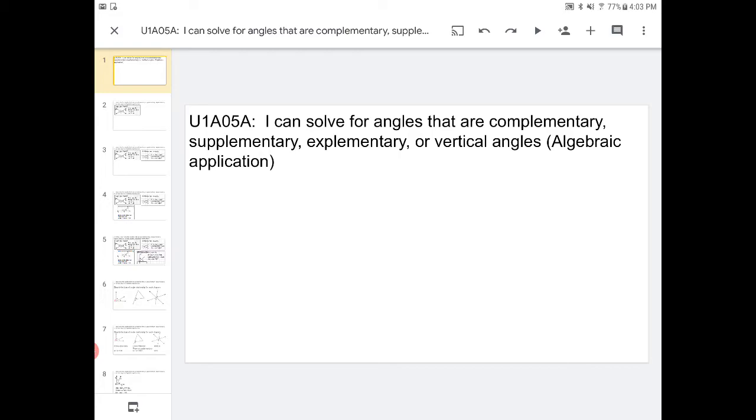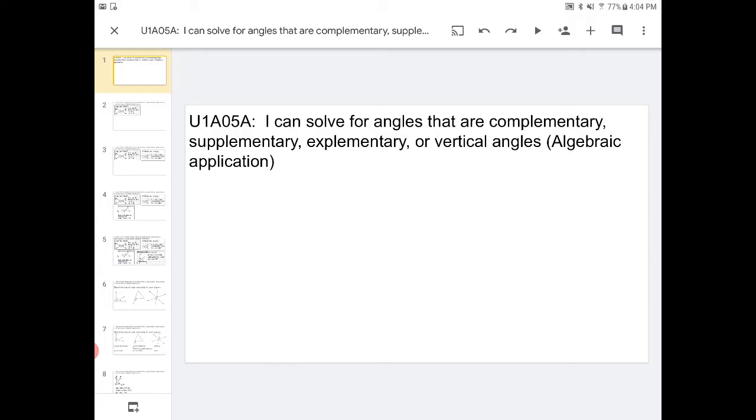Hopefully by the end of the lesson you should be able to say to yourself, I can solve for angles that are complementary, supplementary, explementary, or vertical angles. And we are going to be focusing on only the algebraic applications of these types of angles today. So let's take a look.